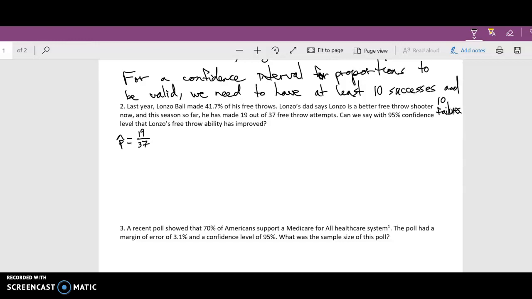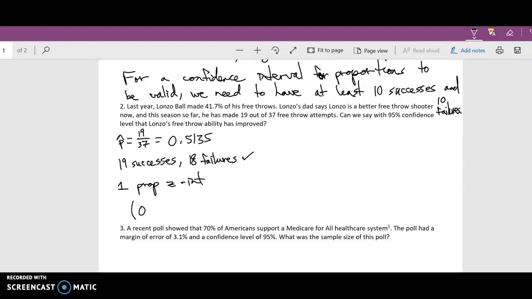Okay, have we had at least, well, let's see this. That's about 0.5135. 19 successes and 18 failures. Where did 18 come from? That's 37 minus 19. That's how many times he failed. So we definitely have 10 of each. We're going to call this a one prop Z test. Sorry, it's one prop Z int, meaning one proportion Z interval.